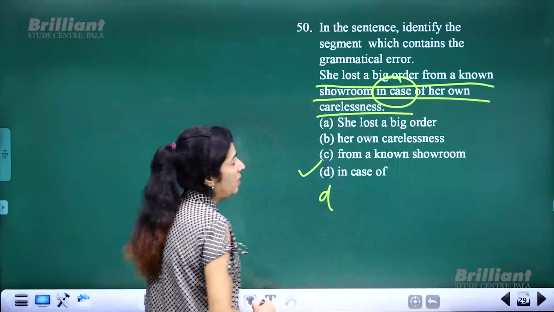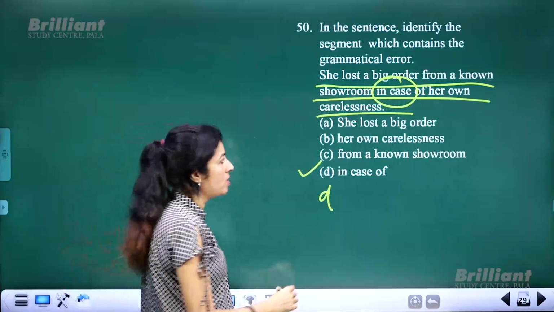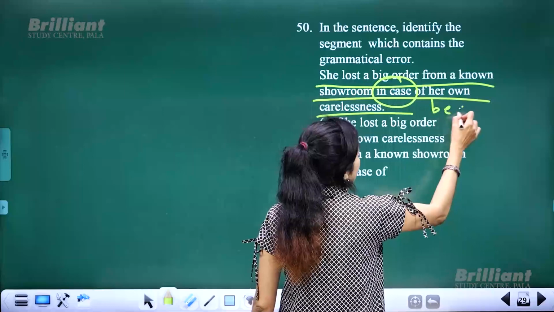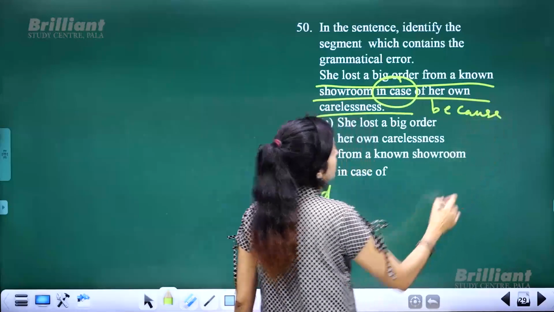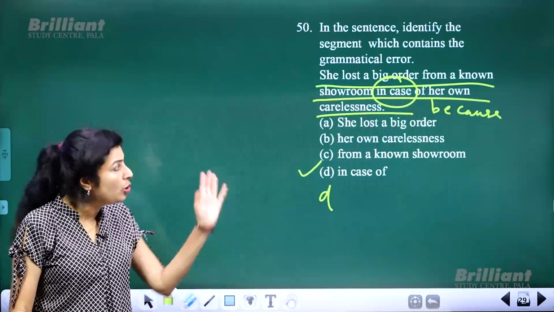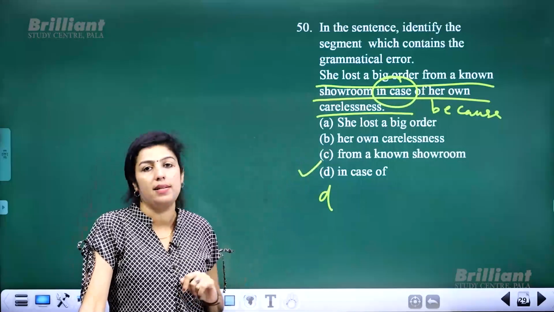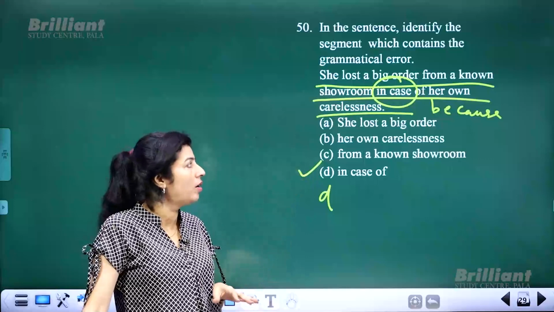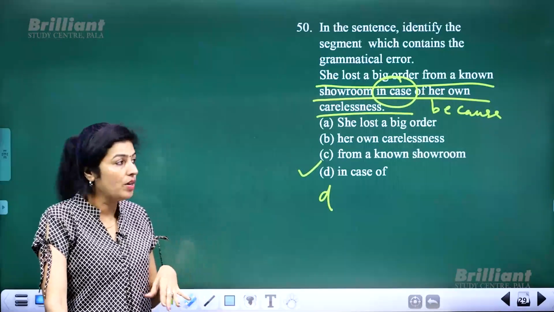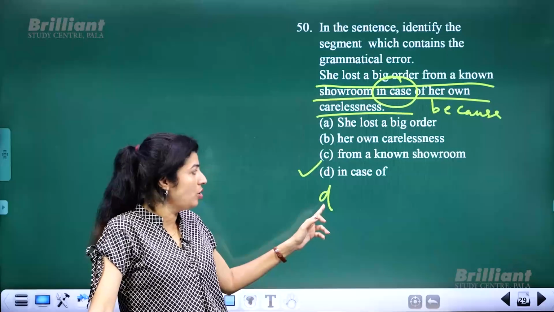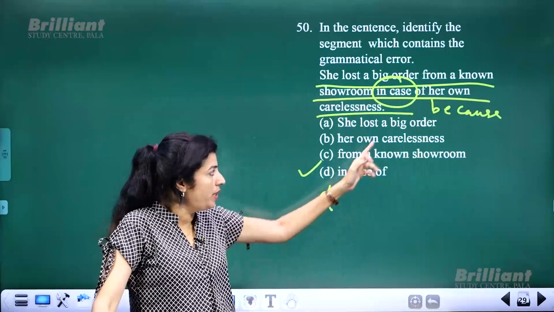Why? Instead of in case, which word is to be used? Because of her own, or due to her own carelessness. Because of her own carelessness, not in case of. So, that in case is wrong use there, and that is to be substituted with because.